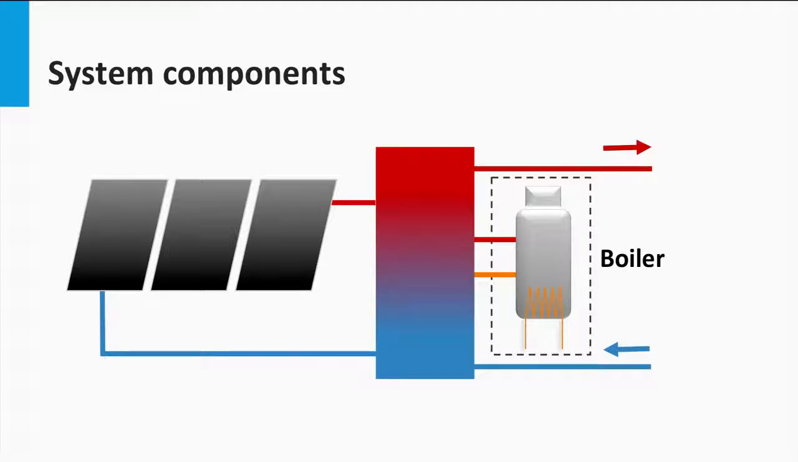Some systems include a boiler as a backup. Its main function is to provide the necessary energy when the solar power is not sufficient. It is basically a normal heater that adds the remaining heat needed to achieve the desired temperature. The boilers normally use either natural gas or oil to function.